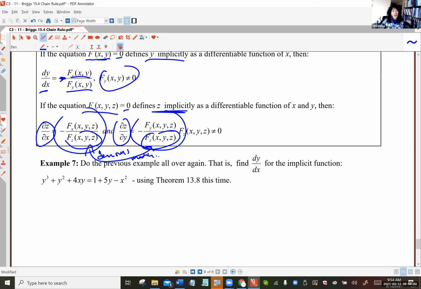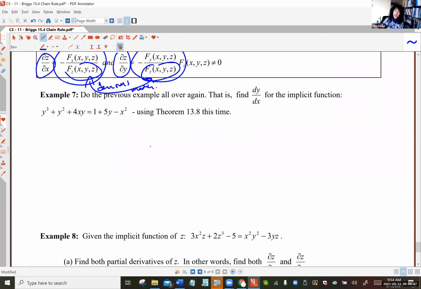Now, please don't show this to your Calc 1 friends, because it's going to freak them out, and they're not supposed to do it this way anyways. But it is cool beans.